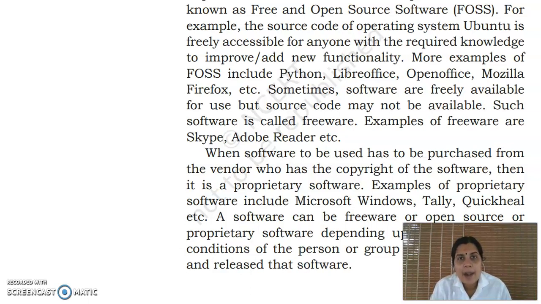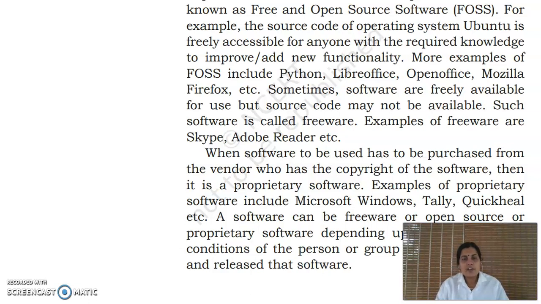Software that is freely available is known as freeware. Examples of freeware are Skype, Adobe Reader, etc. We can download it from the internet. If we want to purchase software like Microsoft's, the manufacturer has the copyright for that software. So we have to purchase that software; it is paid software. It is purchased from a vendor, and is known as proprietary software.